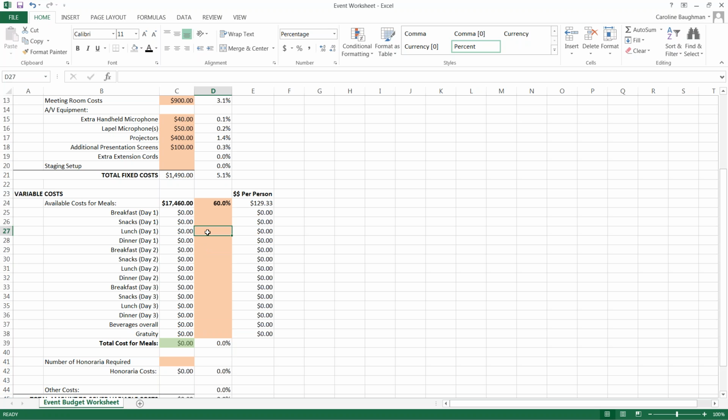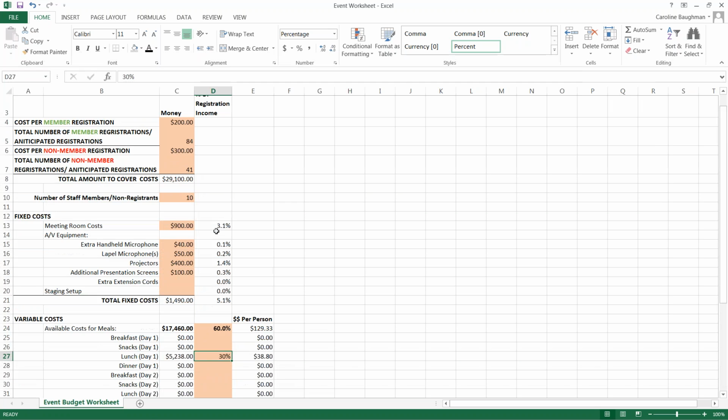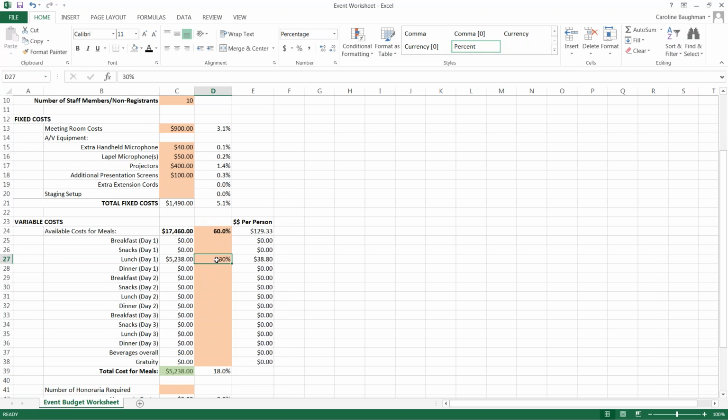So again, like I said, I've got a day and a half for this event, and I normally start with about 30% of the total meal budget being for a lunch. This gives me a ton of money to play with per person. $38 is a lot of money. So I know I'm going to come down from that based on how much money we're making on this event, because we have a lot of non-member registrations that we're getting. So I key in 30, I see that that allows me $38 per person for lunch, and I think that's a lot. So now I can bump it down to 20.